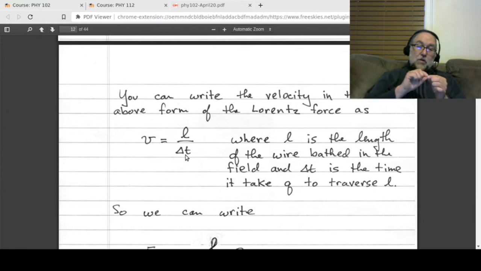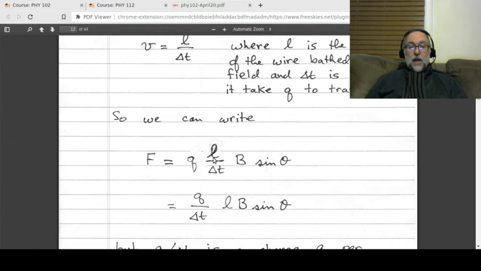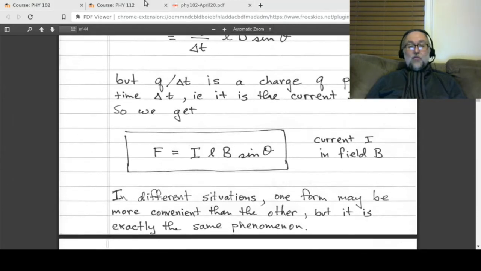So this charged particle enters the B field inside the wire, and then exits the B field outside the wire, and it travels a distance L inside of the B field, and it takes a time delta T. Well, if you travel a distance L in time delta T, that's a velocity, like that. So now for our velocity, we can rewrite that as L divided by delta T. So this is the Lorentz formula from above, but I took out V and wrote it as L over delta T. Now let me take this delta T and put it under the Q like this. And now if you have a charge Q traveling through that wire in time delta T, charge per unit time, that's current.